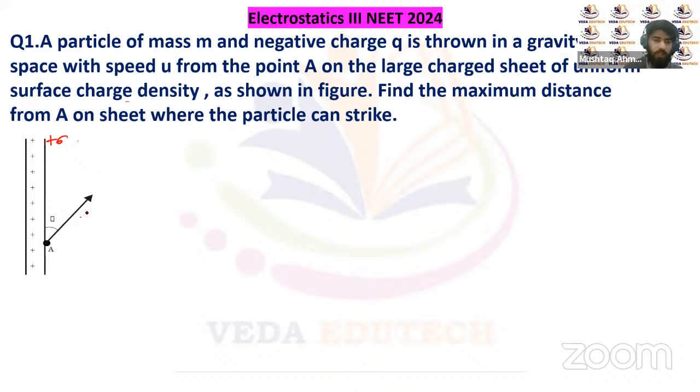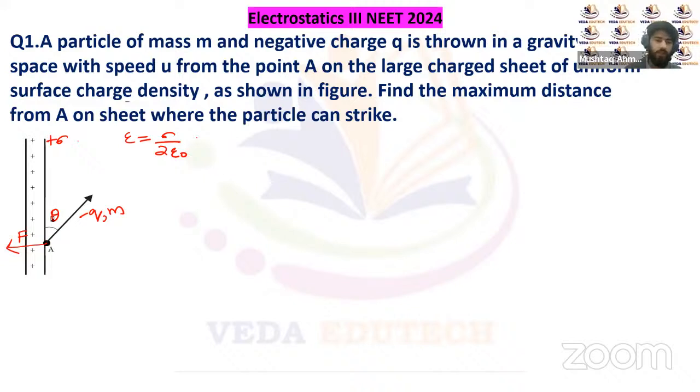Plus sigma is the charge density of this infinite large sheet. We're projecting a negative charge of charge minus q and mass m along this direction at an angle of theta with respect to the sheet. There will be electrostatic force on this charge minus q because of the electric field of the sheet. We know that the electric field because of the sheet is sigma upon 2 epsilon naught, because it is a non-conducting sheet. The electrostatic force on this charge minus q has to be along this direction, because of the electric field of the infinite charged sheet.